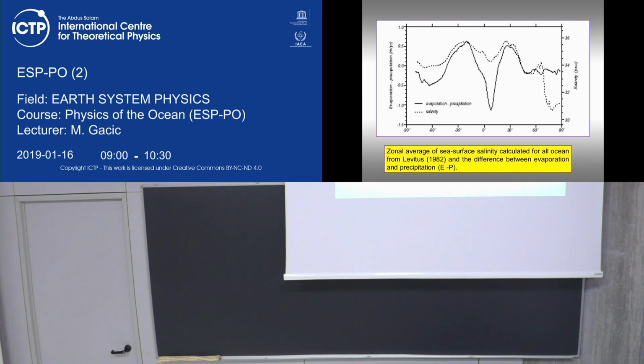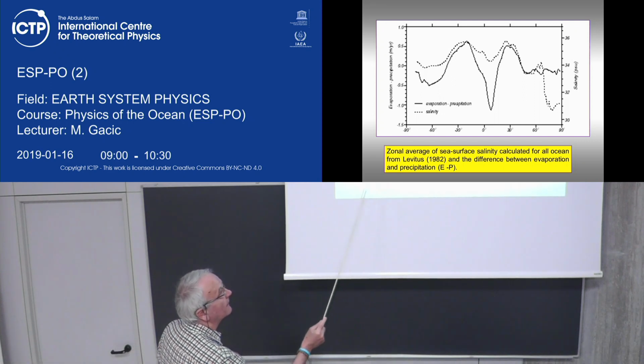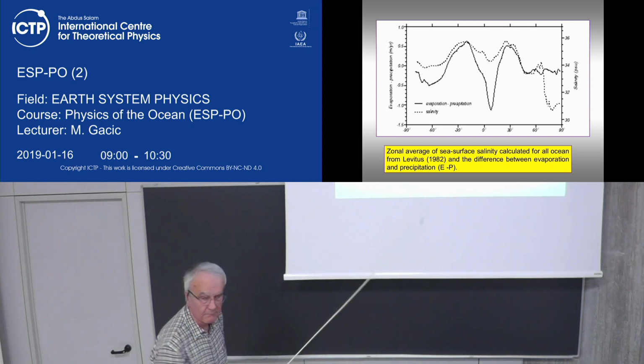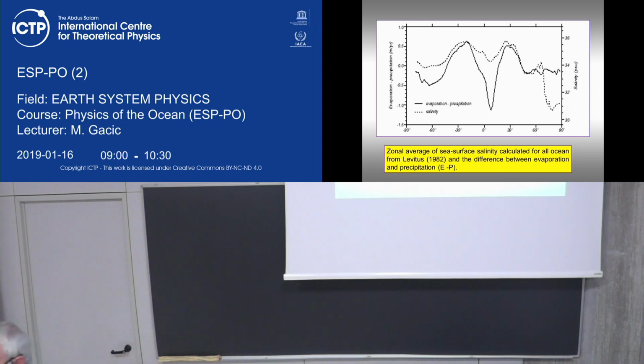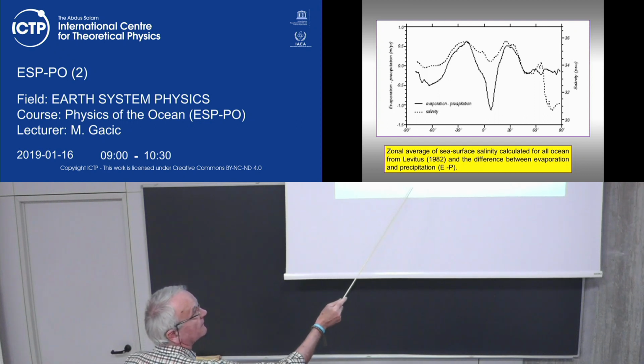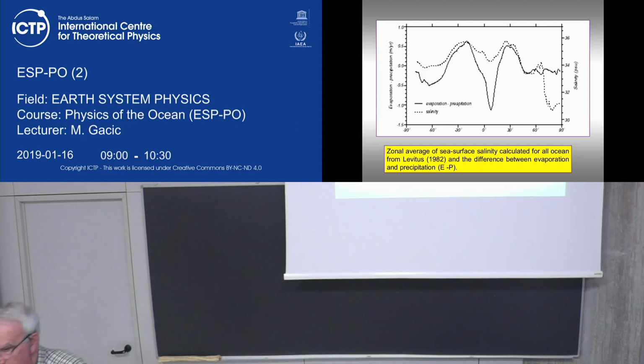So practically you are decreasing the salinity by adding the fresh water. You are increasing the salinity by taking away the fresh water from the ocean. Therefore, the salinity should depend intimately on the evaporation minus precipitation differences, including also here we have to add the river inflow, river discharge.